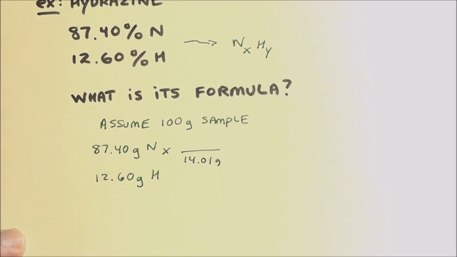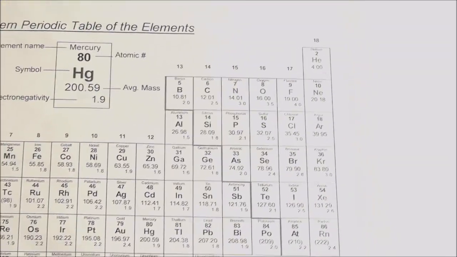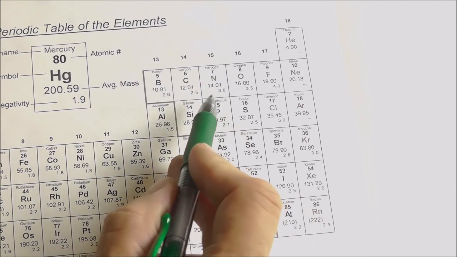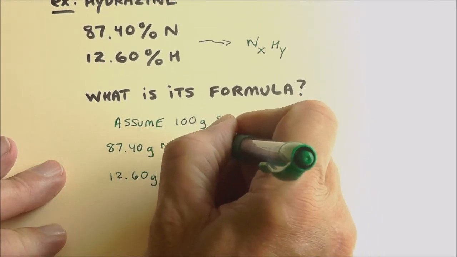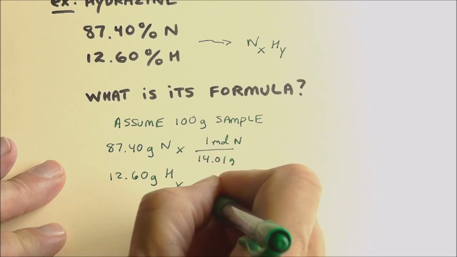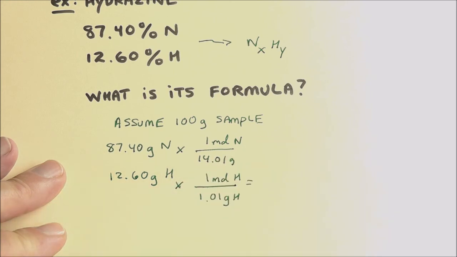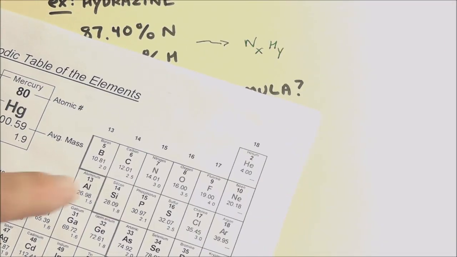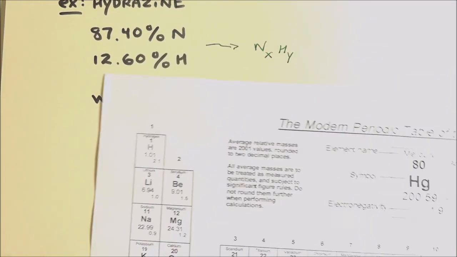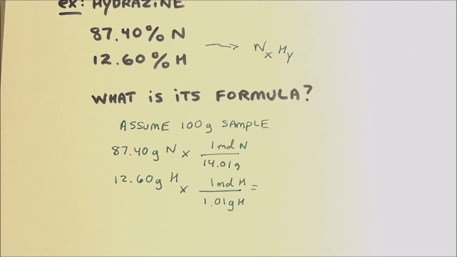14.01 grams per mole. Let me reach for the periodic table to show you that I'm not just making all this up. There it is, nitrogen, 14.01. So that would be 1 mole. Hydrogen, 1.01 grams of hydrogen is 1 mole of hydrogen. So after this step, I will now know how many moles of each I have. I like when we have hydrogens, they're 1.01, easy to remember.